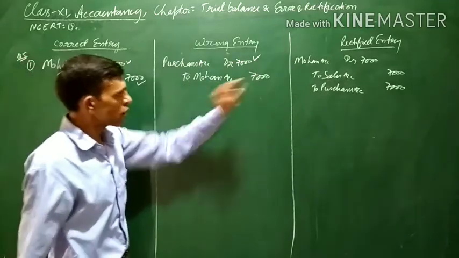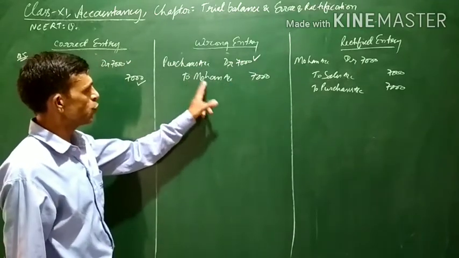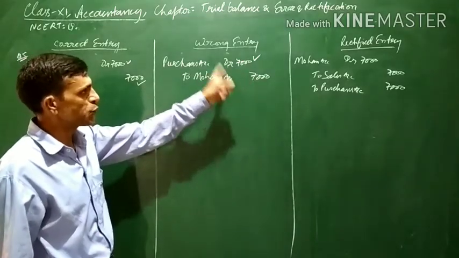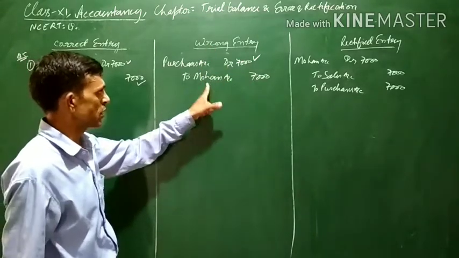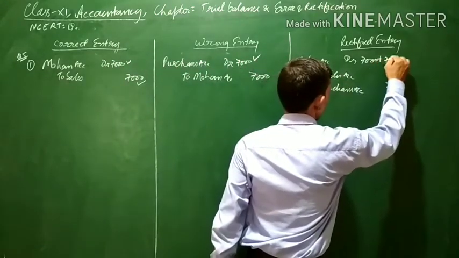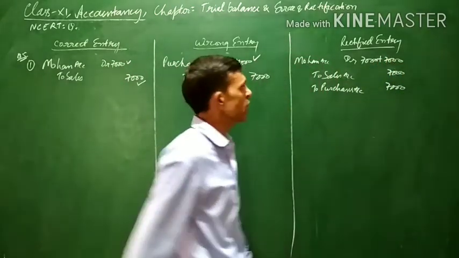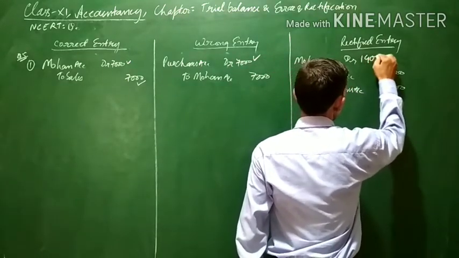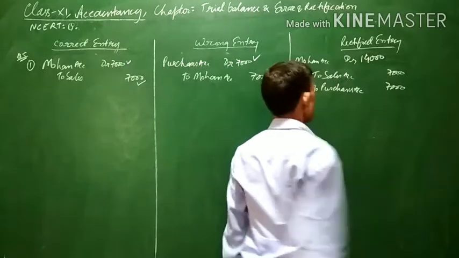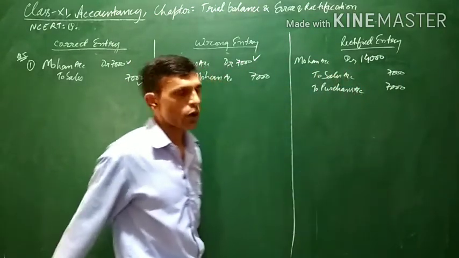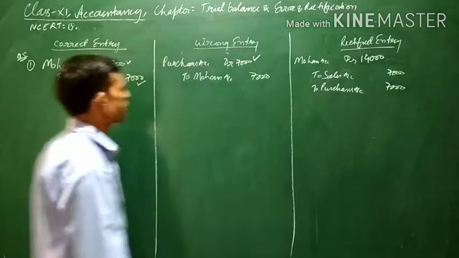Mohan account has wrongly been credited. So what do we have to do in order to cancel this? In order to cancel this credit, we have to debit Mohan account with 7,000 again. So Mohan account will be debited with 7,000 more. 7,000 more means the total amount to be debited to Mohan will be 14,000. So now see, the debit is 14,000 as well as the credit is also 14,000. This is the rectification entry.